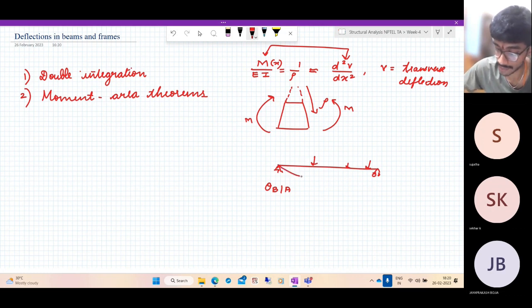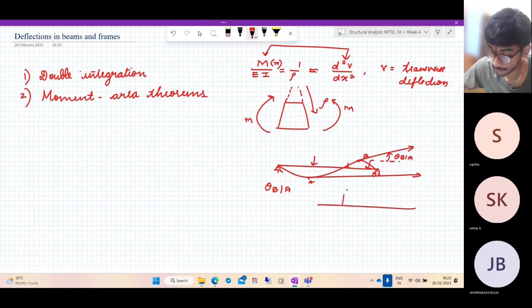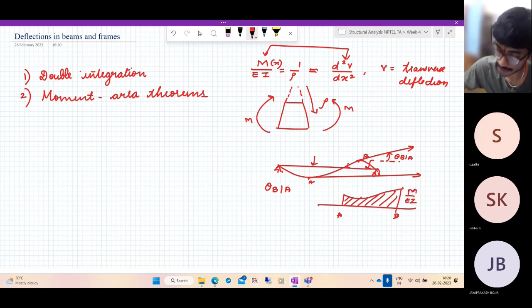So if the beam deflects this way, and this is point A and this is point B, the change in the angle between the tangents drawn at two different points is given by the area under the M by EI diagram between these two points. Suppose the M by EI diagram is something like this. This is point A and point B. This area gives theta B with respect to A. And there are certain sign conventions that we have already looked at.